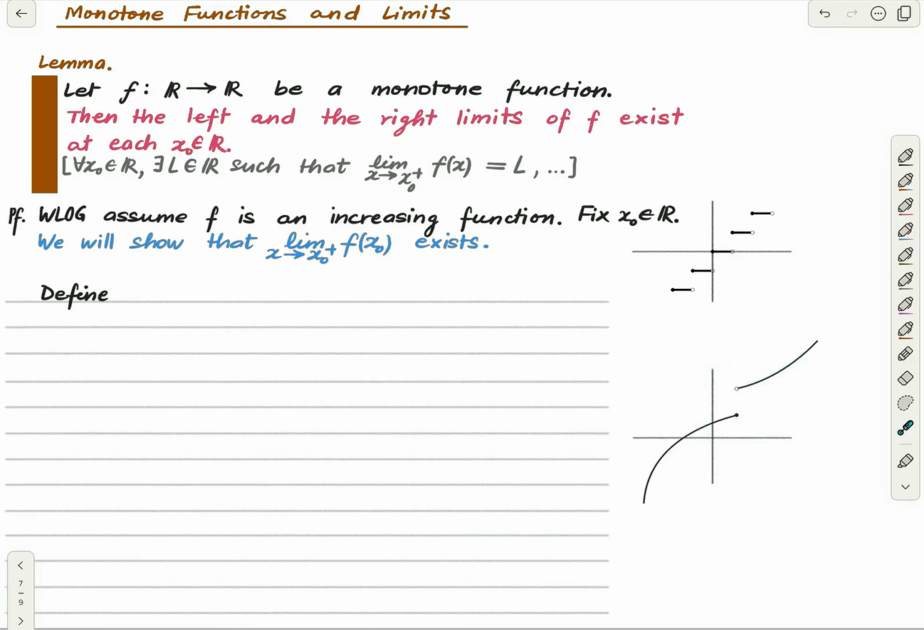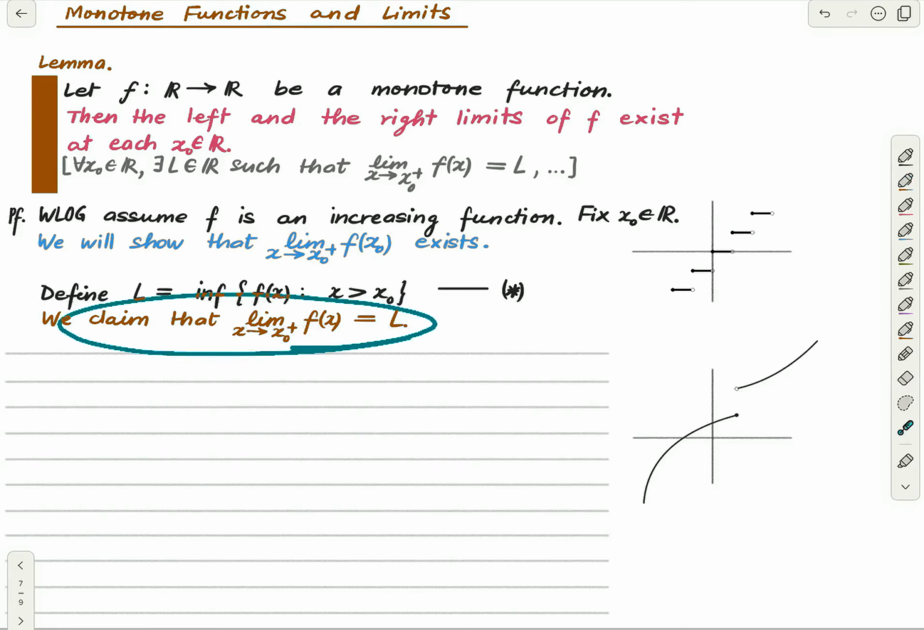So define this quantity L as the infimum of all the values that the function takes on the right side of x0. Let me put a star here. This is the definition of L, and we claim that this expression is equal to L. Once we prove this, of course, this is proven. Okay, so now assume on the contrary.